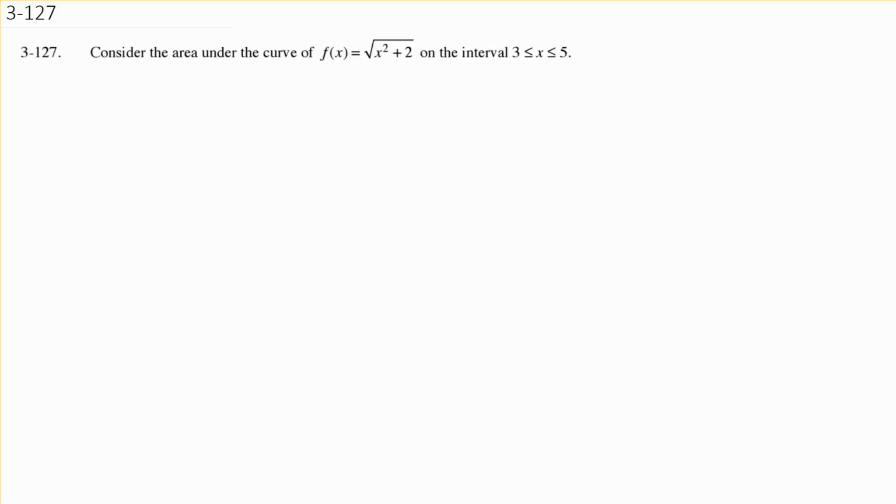All right, let's take a look at number 127. We're going to do our area under the curve. Well, let's take a look.